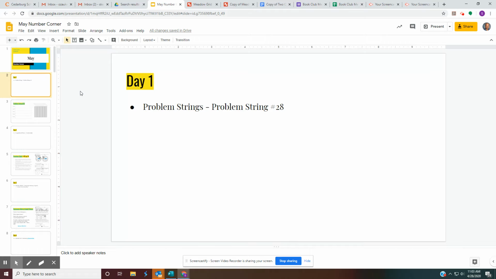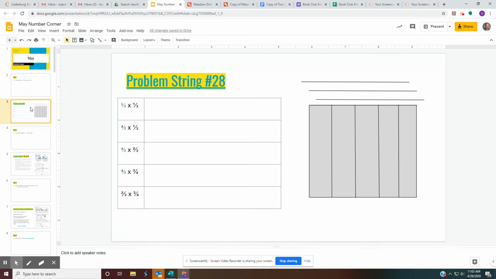So you're going to need your notebooks. Make sure that you have a clean piece of paper for problem string 28. And we are going to be working with multiplication of fractions. We've been doing a lot of this. We did it last unit in Unit 6. Some of you might currently be in Unit 6 still, or even in Unit 5. That's okay. It's just going to be a review for most of us, and we're going to go and get started.